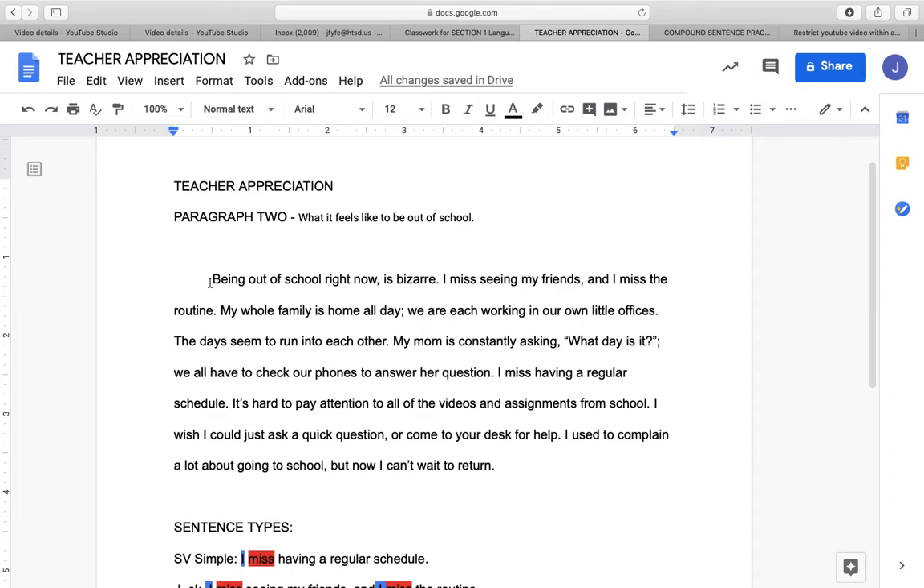I indented the first sentence and I wrote, being out of school right now is bizarre. I miss seeing my friends and I miss the routine. My whole family is home all day. We are each working in our own little offices. The days seem to run into each other. My mom is constantly asking, what day is it? We all have to check our phones to answer her question.